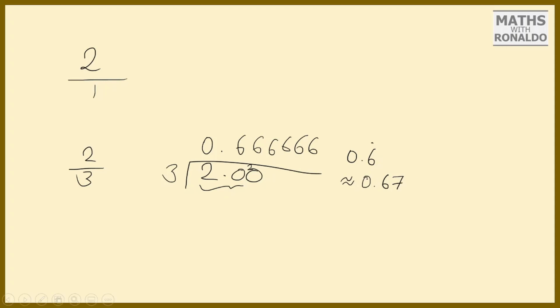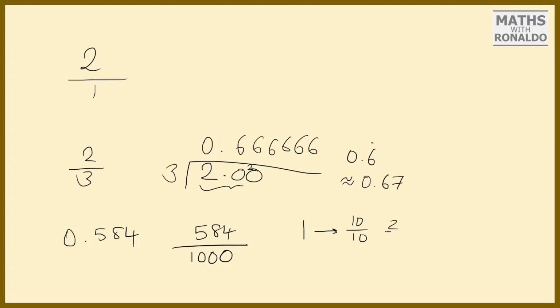If we were to have 0.584 and we wanted to convert this into a fraction, then this can be seen as 584 over 1000, because 1 can be expressed as 10 over 10, 2 over 2, 300 over 300, or quite simply 1000 over 1000.